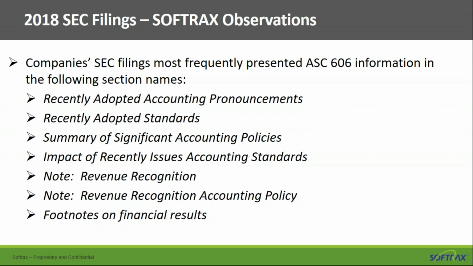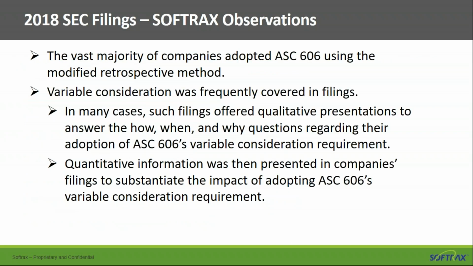So we found inclusion of ASC 606 information in existing notes and footnotes, as well as entirely new sections as well. And we'll discuss disclosure formats a little bit later, but next we're going to jump into observations on transition approaches. For those who aren't fully aware, there are two transition approaches in terms of adopting ASC 606, and that's the full retrospective method and the modified retrospective method.